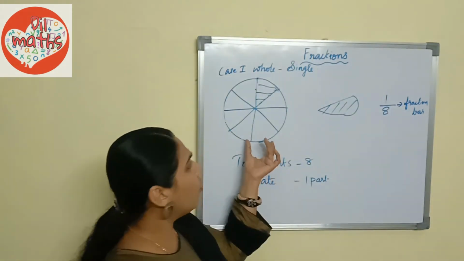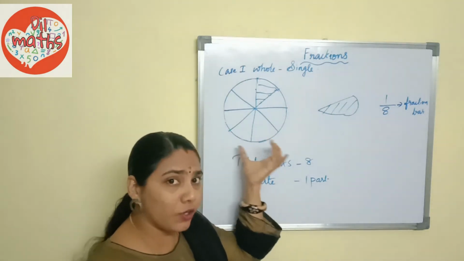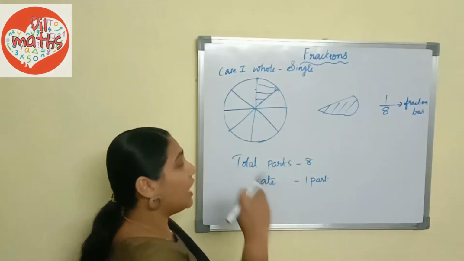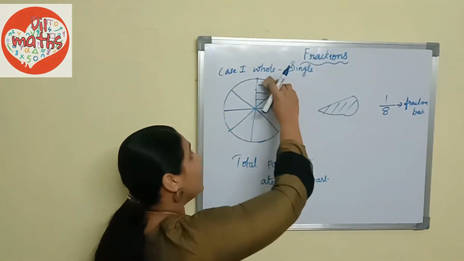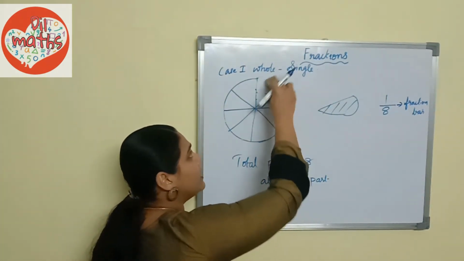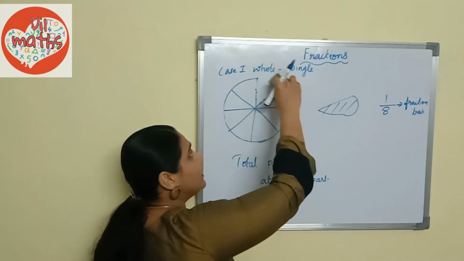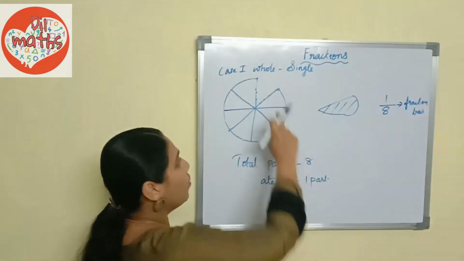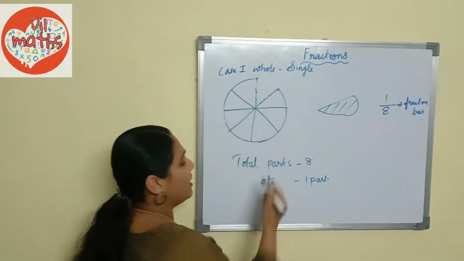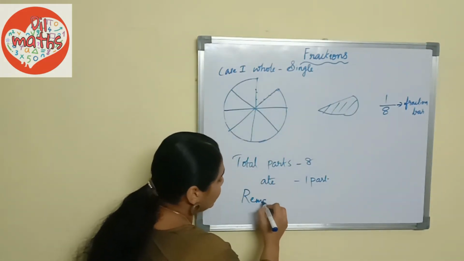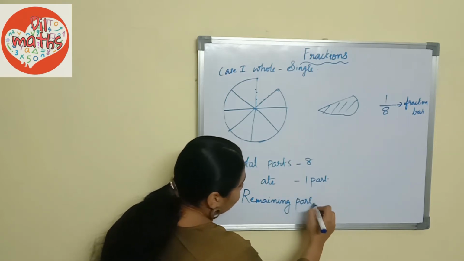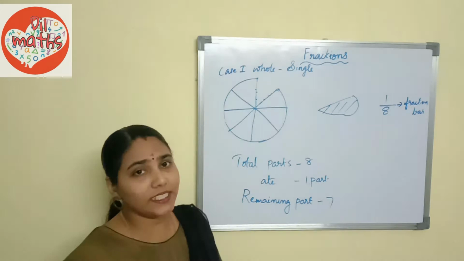Now what about this? This was a whole pizza, but from that I took one piece and I ate. Now it is the remaining part. This part is not there now, isn't it? How many parts are remaining? 1, 2, 3, 4, 5, 6, 7. Now 7 parts are remaining.